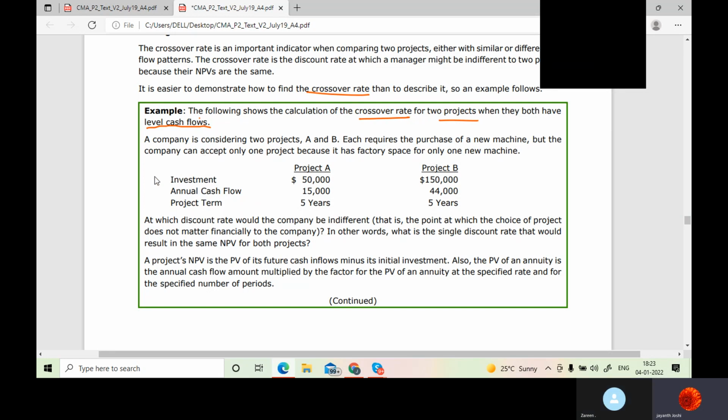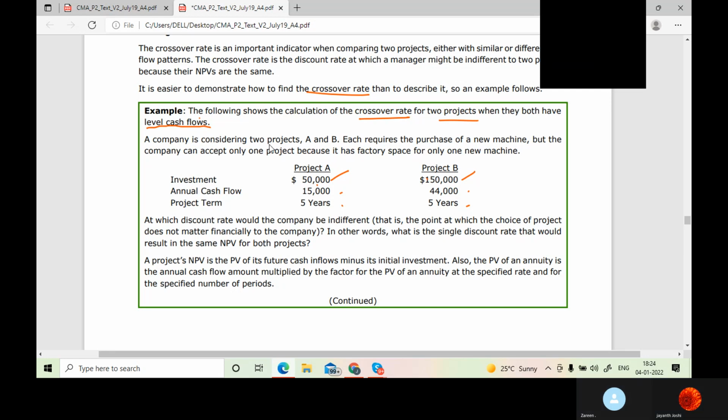See, cash flows here, they did not mention whether it's a cash inflow or outflow. That means they are speaking about both inflow and outflow. That means first there will be an outflow, then there will be an inflow, correct? Yes, sir. See, here you are investing 50,000. That's an outflow. Here you're investing 1,50,000. That's an outflow. These are two different levels of cash flows. And here you're receiving cash inflows of 15,000 annually for 5 years. Here you're receiving 44,000 for 5 years annually. So these are two cash inflows, correct?